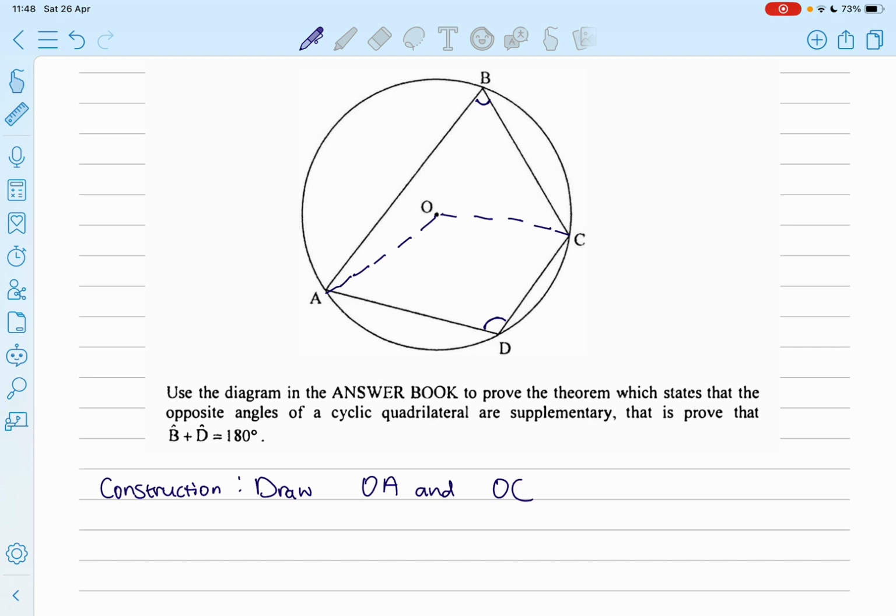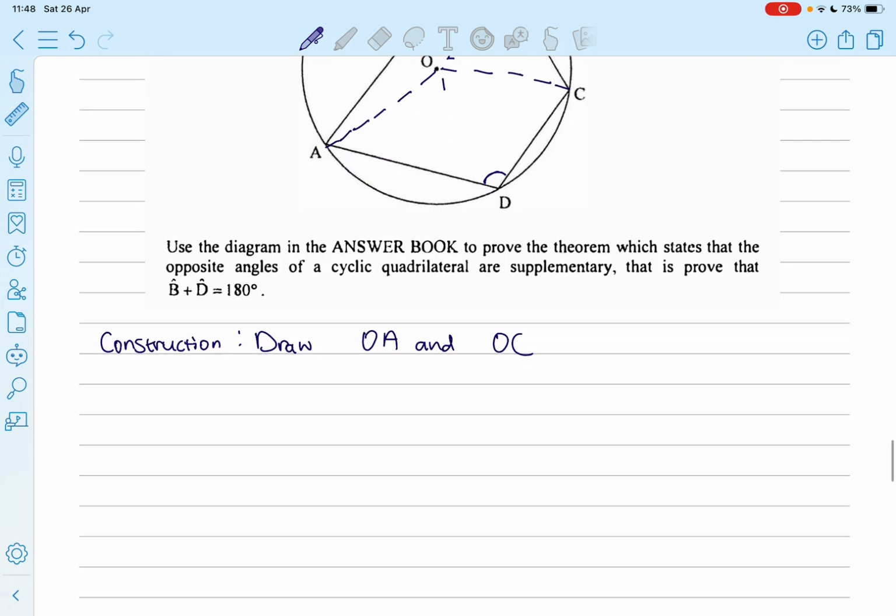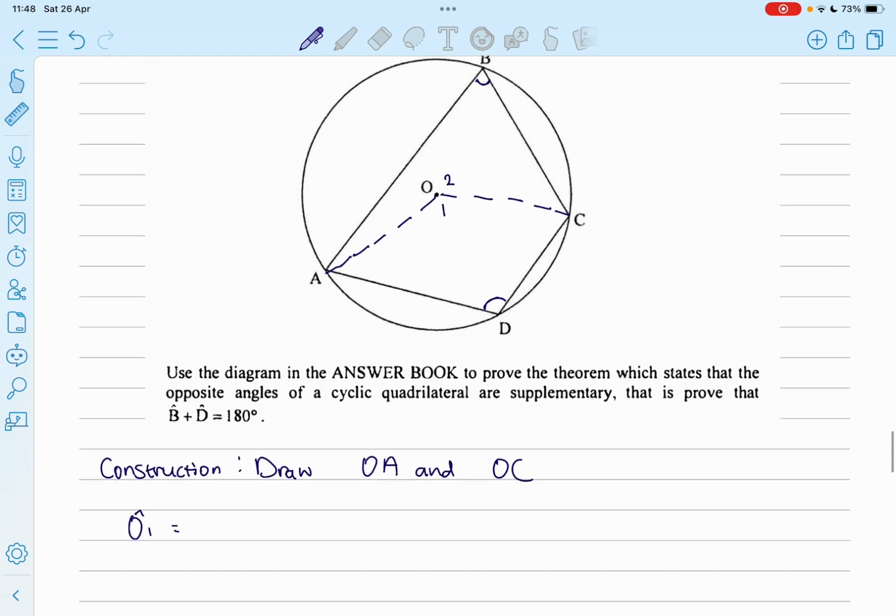We're going to label the angle closer to D as O1 and the angle closer to B as O2. Looking at the shape, we'll now be able to use the theorem that states that the angle at the center is twice the angle at the circumference. We start with O1, which is on this side, so the angle at the circumference would be B.